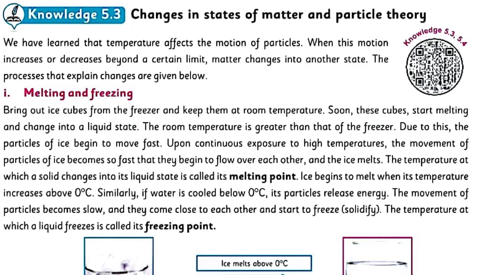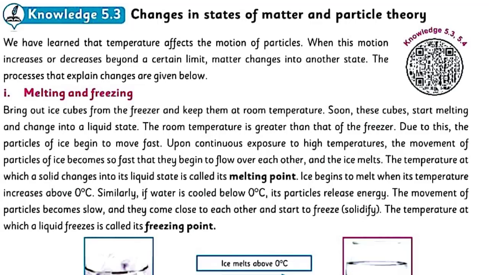Upon continuous exposure to high temperatures, the movement of particles of ice becomes so fast that they begin to flow over each other, and the ice melts. The temperature at which a solid changes into its liquid state is called its melting point. Ice begins to melt when its temperature increases above 0 degrees Celsius.